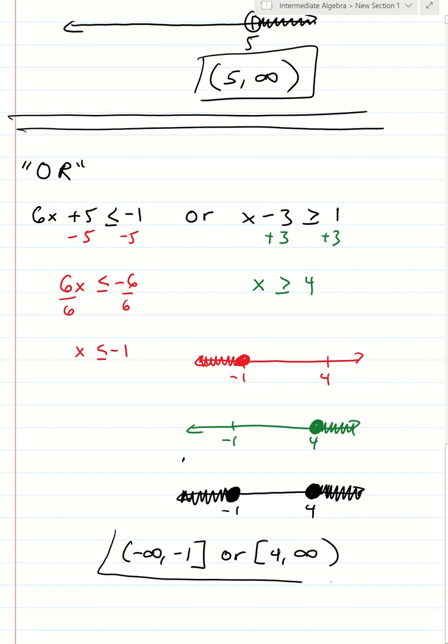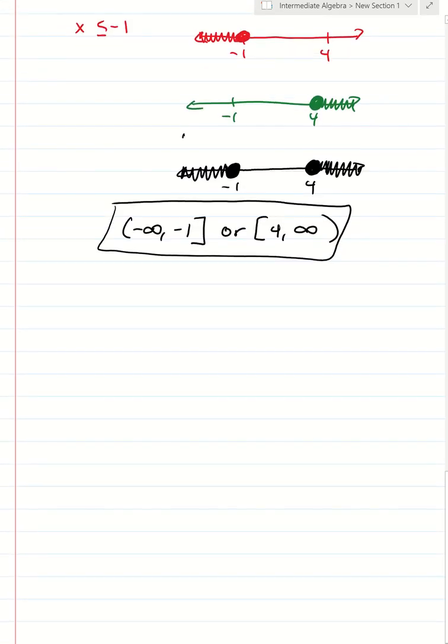This is how we represent it using the interval notation. We take all of the first part or all of the second part and combine it on one number line and one interval notation. Let's take a look at another one. Let's say we have another OR compound inequality.